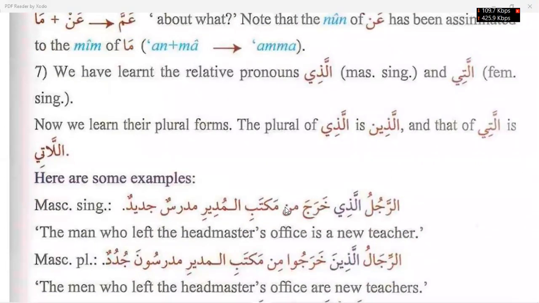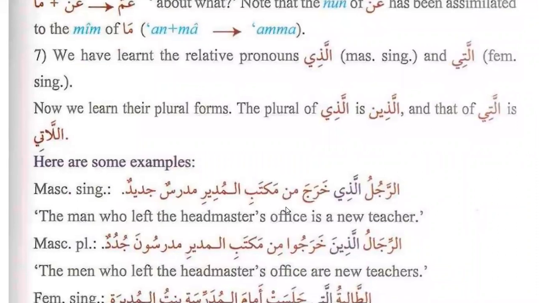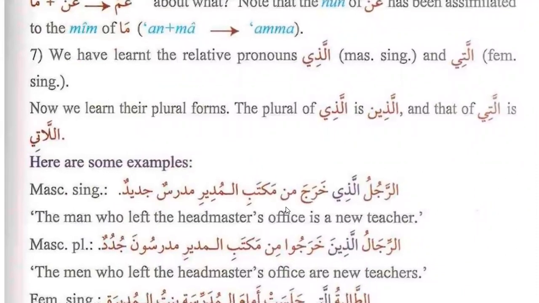Yes, sir. We have learned the relative pronoun allazi, masculine singular, and allati, feminine singular. Now we learn their plural form. The plural of allazi is allazina, and that of allati is allatiina. Here are some examples.